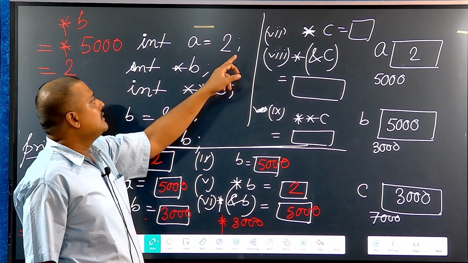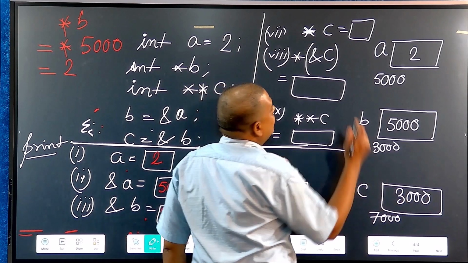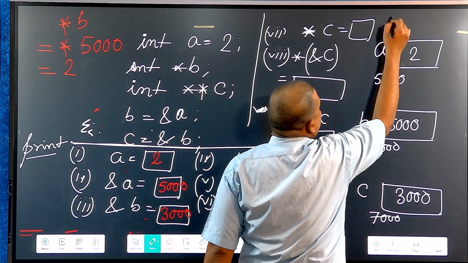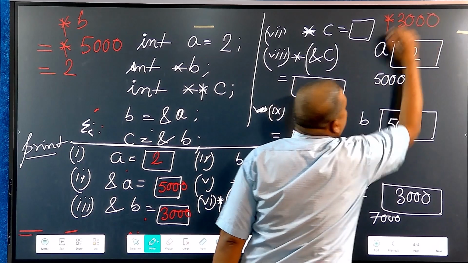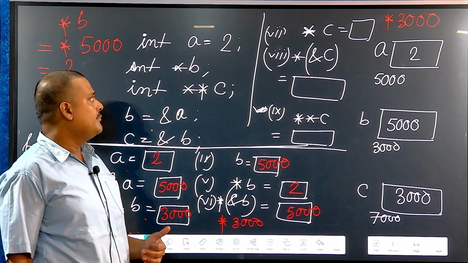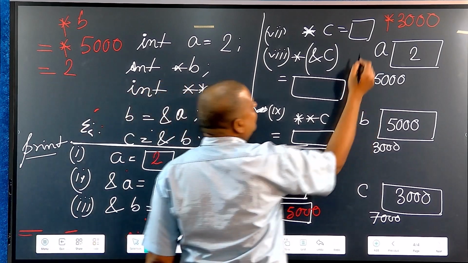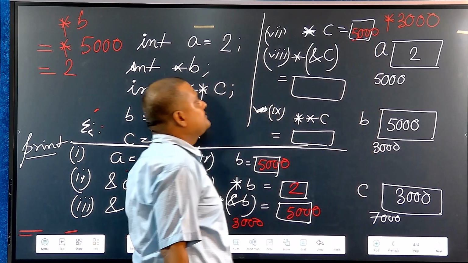Then pointer of C, what is C? C is 3000. We will interpret it this way, pointer of C, so pointer of 3000. So what is inside 3000? 3000 is holding the 5000 value. So the value will be 5000.